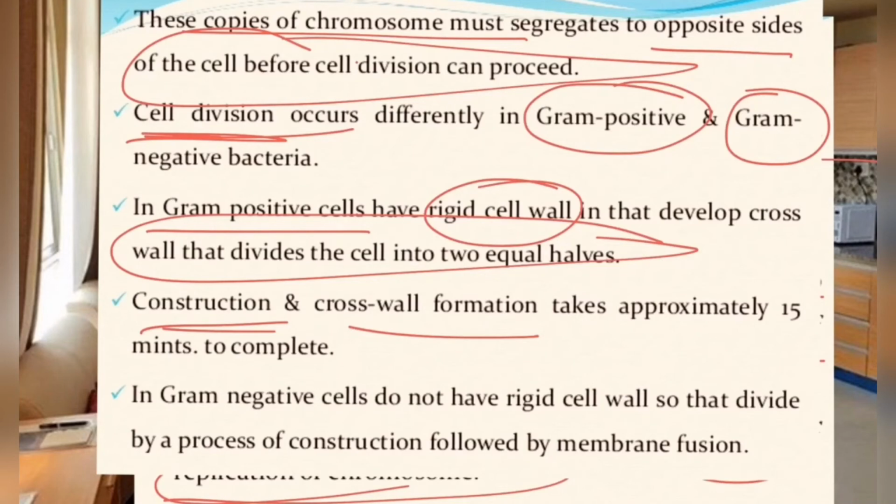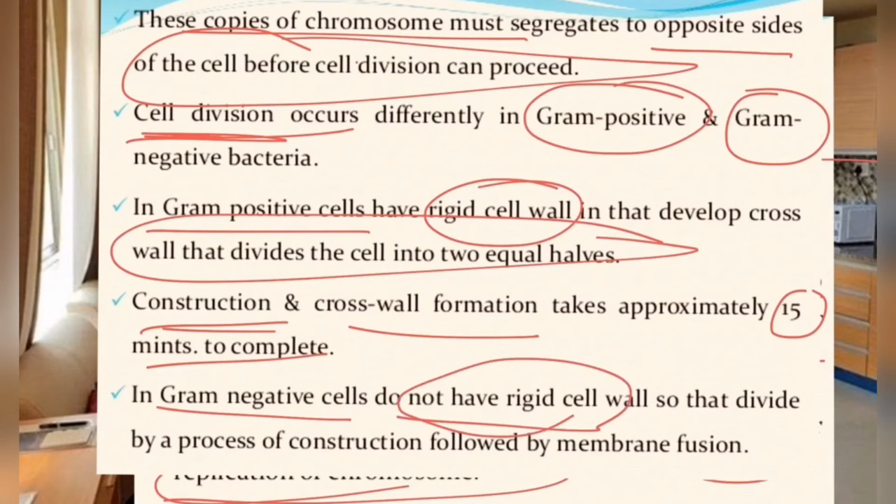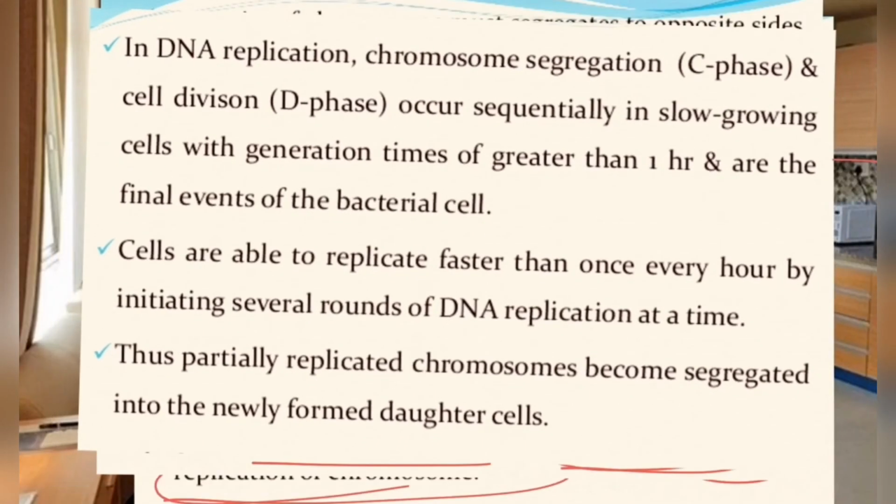Constriction and cross wall formation takes 15 minutes to complete the process. Gram negative cells do not require a rigid cell wall. So the process of constriction of the membranes is by a fusion process. Because of the fusion process, they take time to make another cell. So it is different between gram positive and gram negative bacteria.